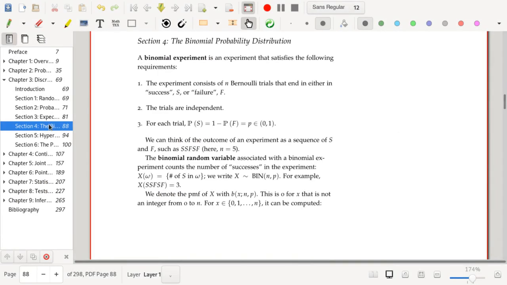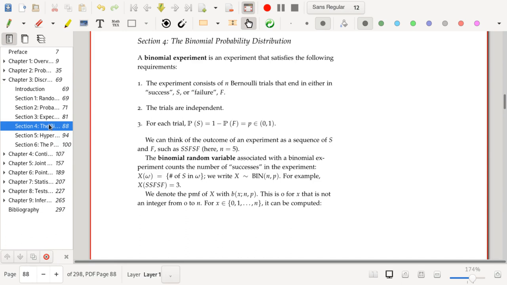For our next section, we are now discussing the binomial probability distribution. A binomial experiment is an experiment that satisfies the following requirements. The experiment consists of n Bernoulli trials that end in either success, which we will denote S, or failure, which we will denote F. The trials are independent, and for each trial, the probability of S is 1 minus the probability of failure, which is some number p between 0 and 1.